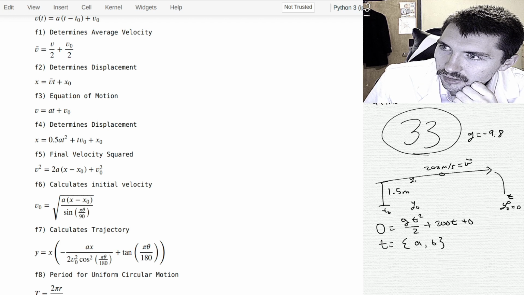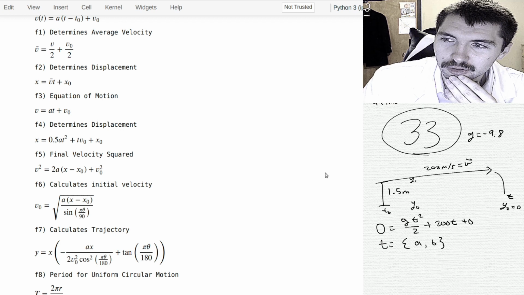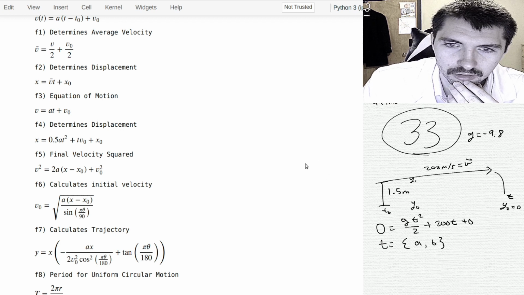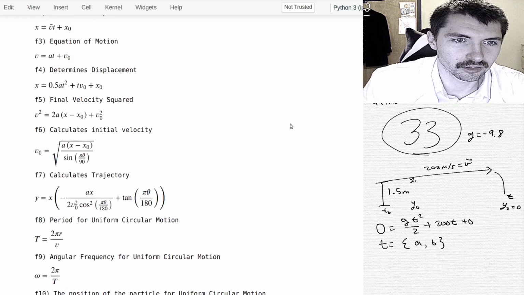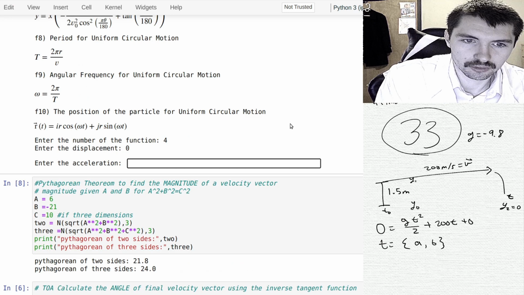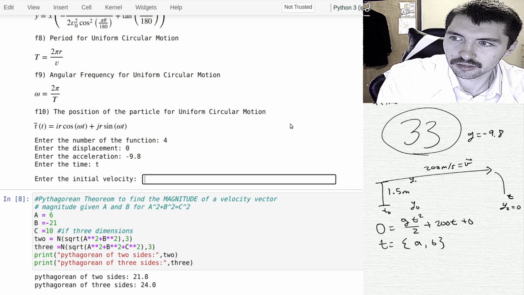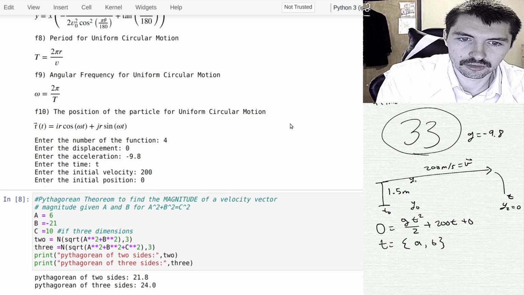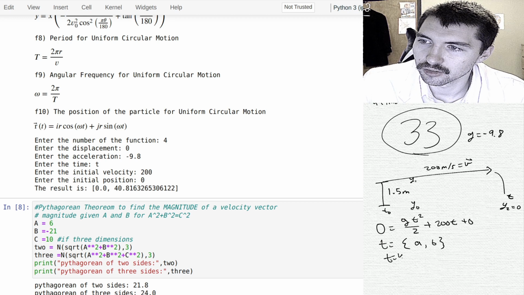I think. And we want to choose a positive value as well for the context. So we're going to do equation 4. 0, negative 9.8, t, 200, 0. Okay, so 40 seconds.